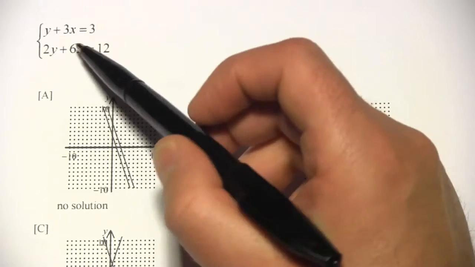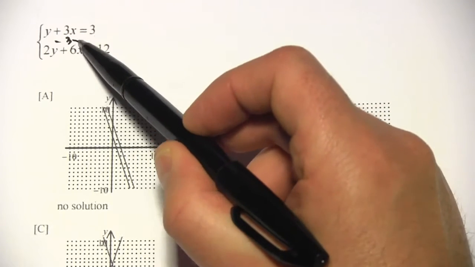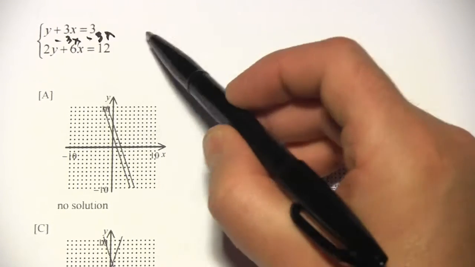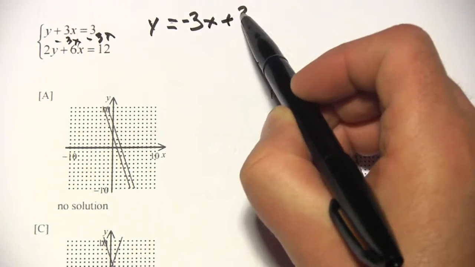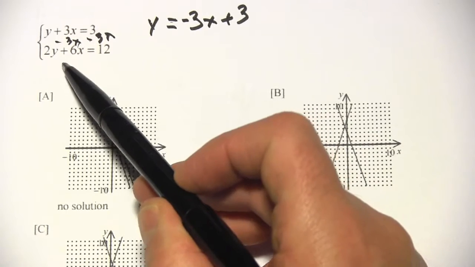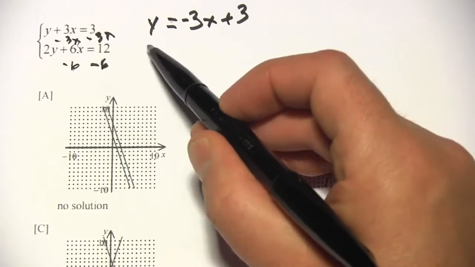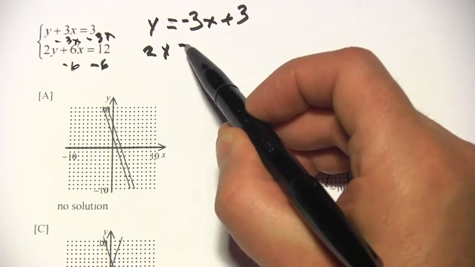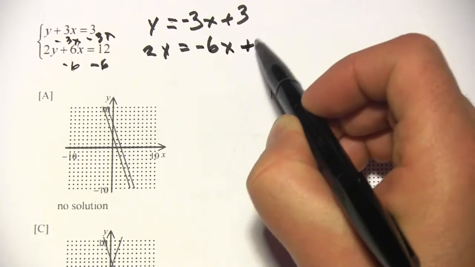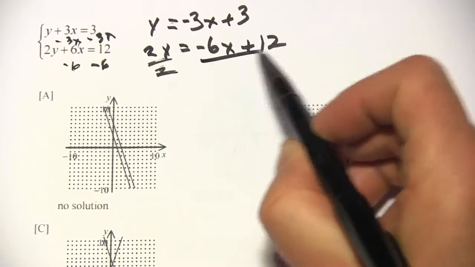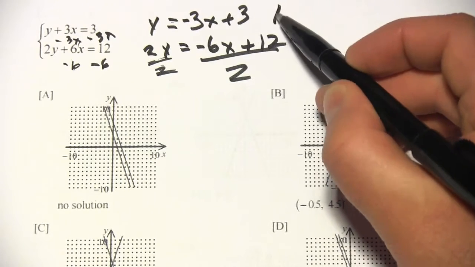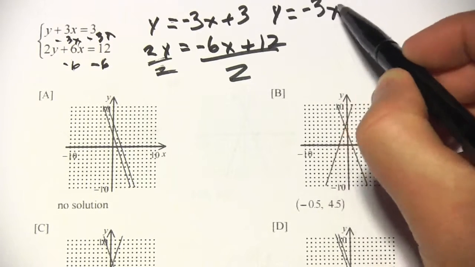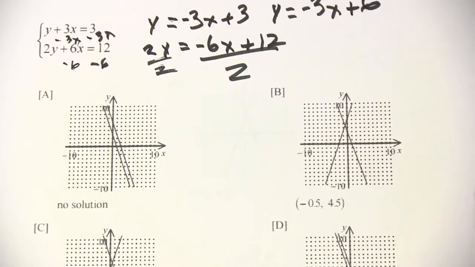So let's check that. I've got to subtract 3x from both sides. On this one, I would get y equals negative 3x plus 3. On this one, I've got to subtract 6x. I would get 2y equals negative 6x plus 12. Then I've got to divide both sides by 2. And I'll put it right up here next to this other one. I get y equals negative 3x plus 6.